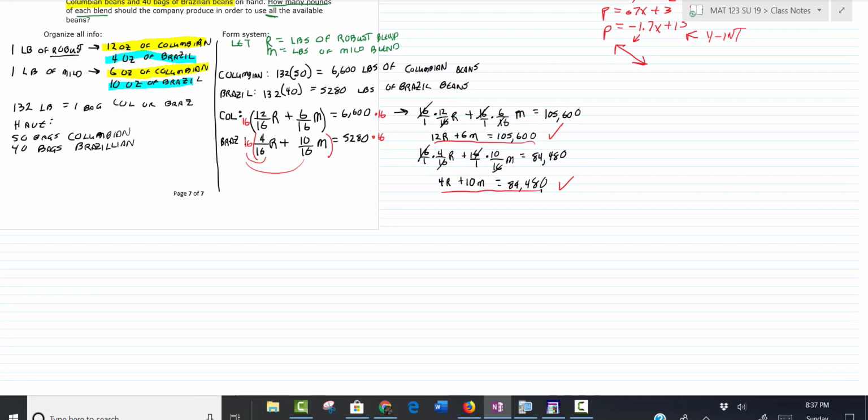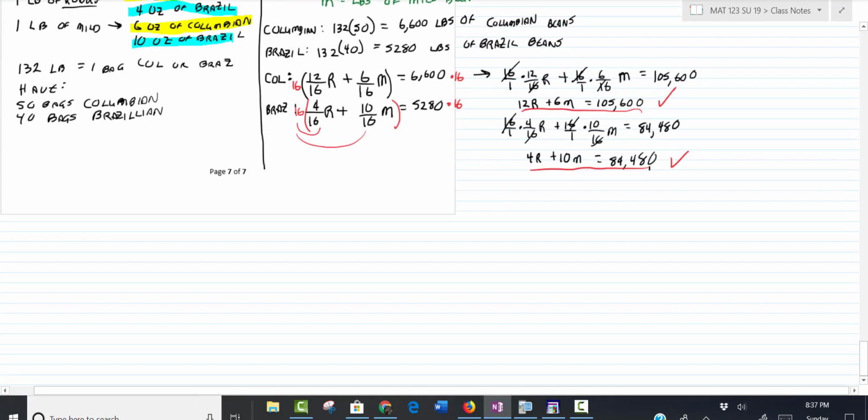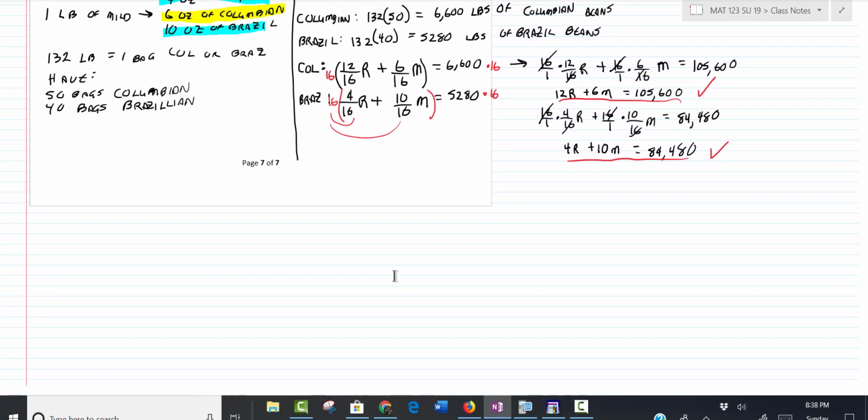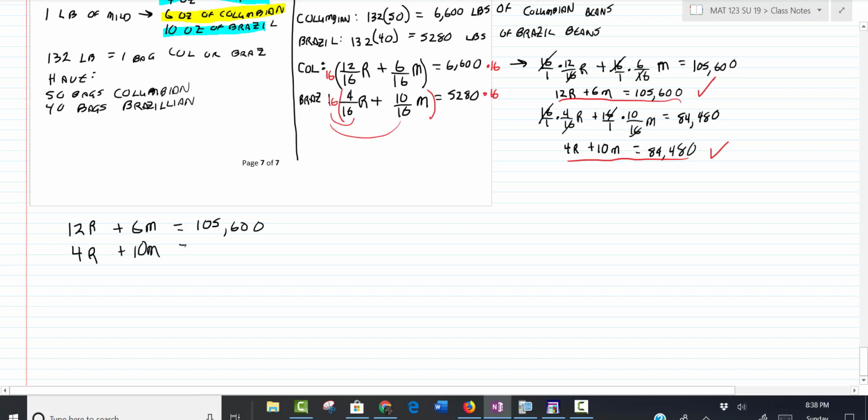So what we have on this then is, I'm going to move this over here, bottom of the page, so I can take up a little bit of room to get this done. So let's just write down the system. I have 12R plus 6M equals 105,600. And then I have the second equation, 4R plus 10M equals 84,480.